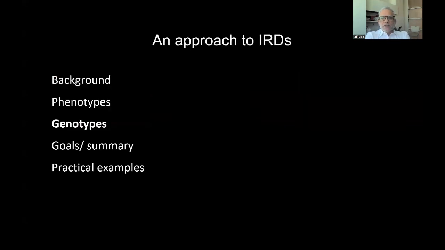Now, what do we mean by genotypes when we're talking about inherited retinal disease? Well, inherited retinal disease is typically from gene mutation, typically autosomal recessive, can be autosomal dominant, can be X-linked, can be mitochondrial. There are hundreds of different genes that, when mutated, can lead to inherited retinal disease.